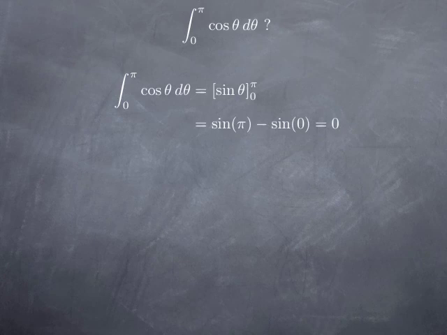So I get the sine of pi minus the sine of 0. But both values are 0, therefore I get 0. That might be a little bit surprising, that I integrate a non-zero function and I get 0 for the integral. If you draw the picture, it's not surprising at all.